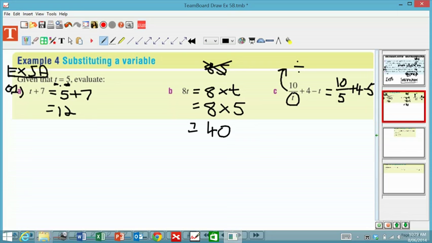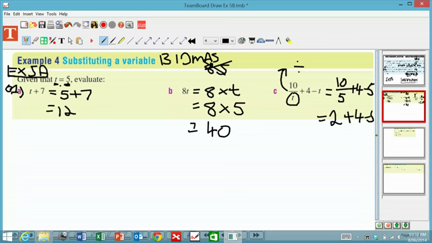So now what part of this do we solve first? Remember our BODMAS, you can't forget your BODMAS. So which part of this do we solve first? Do we do 4 minus 5? No, we don't. Good, hopefully you have said no, you do the division part first, and this is division here, the 10 over 5. So 10 divided by 5, which is 2, plus 4 minus 5.